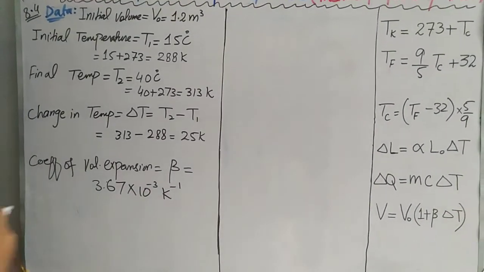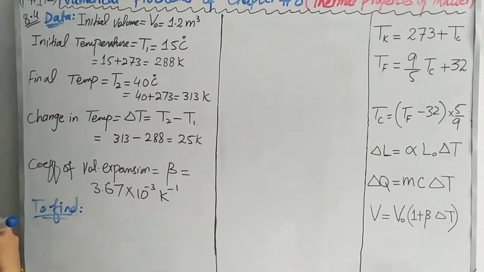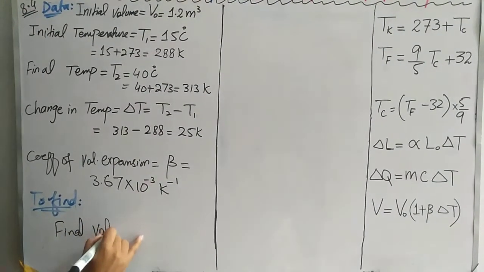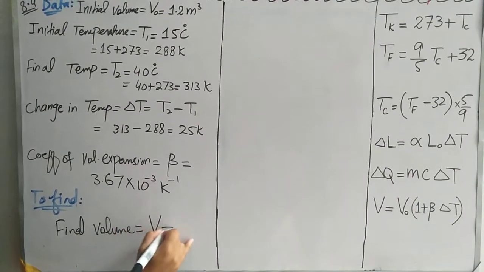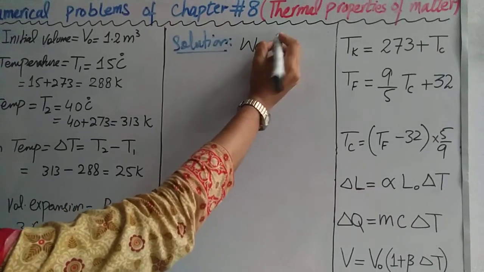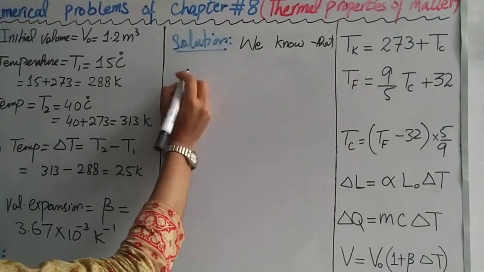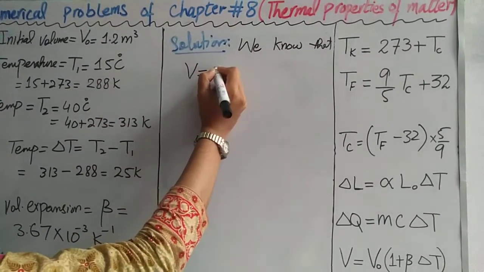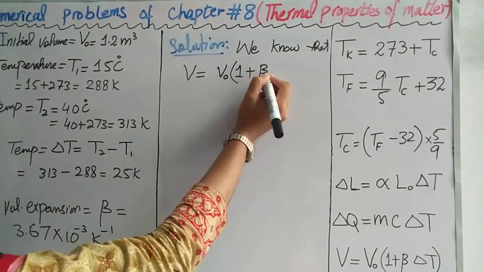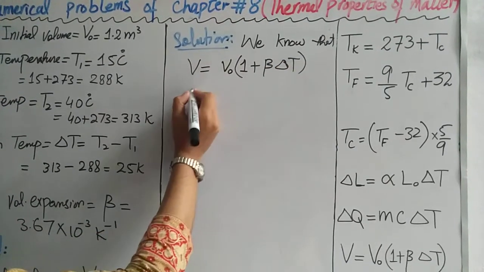What we have to find out? We have to find out the final volume, represented by V. Solution: we know that V is equal to V naught multiplied by 1 plus beta delta T. This is your textbook formula.